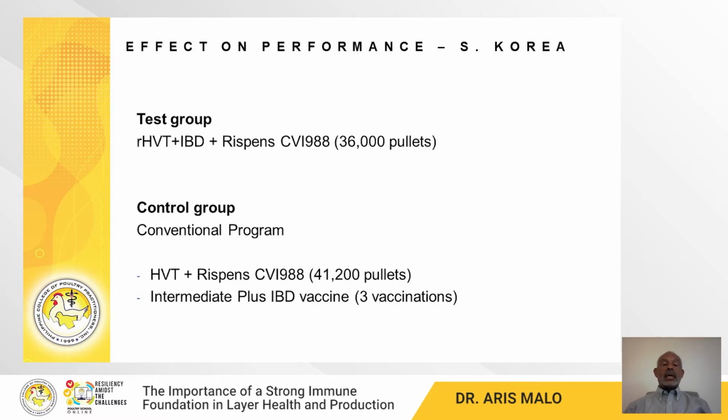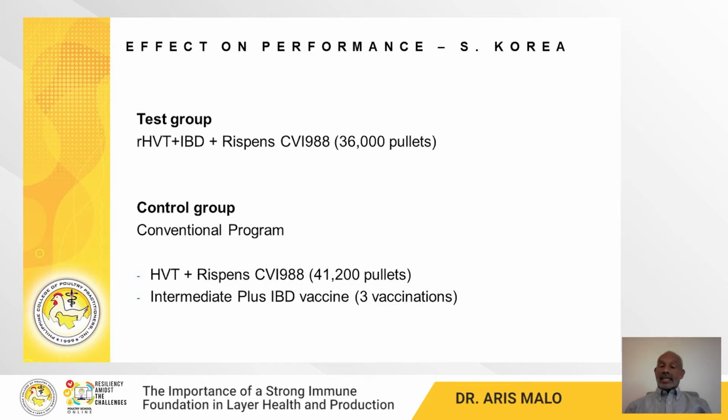So in this comparison, we have a group that was vaccinated with the recombinant HVT-IBD vaccine together with a Rispens strain, and the control group was vaccinated with their standard program, which consisted of an HVT Rispens combination against Marek's disease and an intermediate plus type of vaccine against IBD given 3 times.